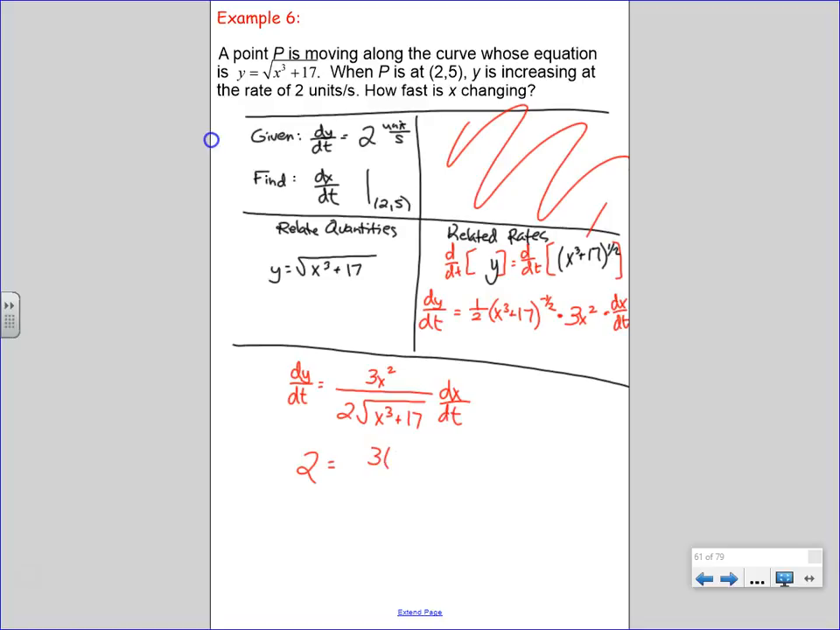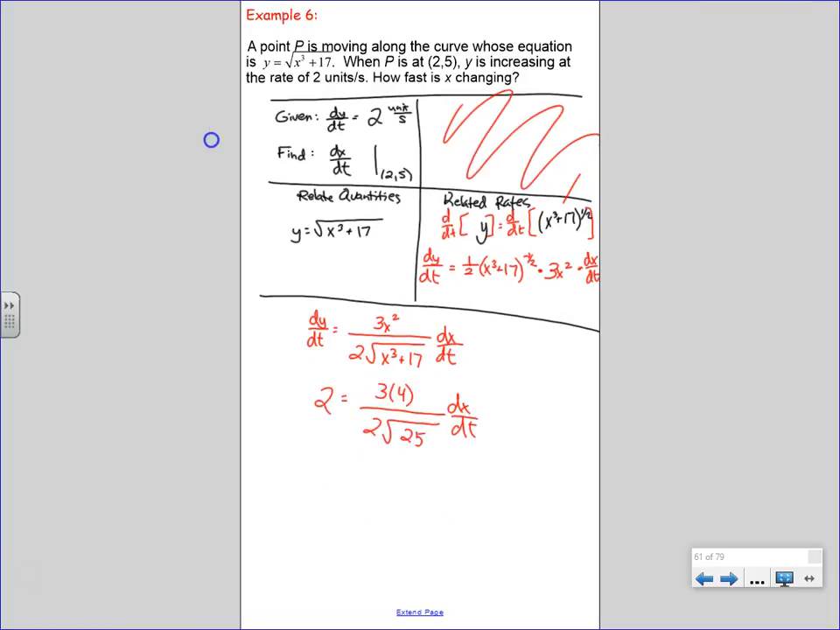So I have 3 times 2 squared, which is 3 times 4, all over 2 times the square root of 2 cubed is 8. 8 plus 17 is 25. dx/dt is equal to 12 over 2 times 5, which is 12 over 10, the same thing as 6 over 5. Multiply up the 5, that'd be 10, divide the 6, 10 over 6, 5 over 3. I did a lot of mental math.